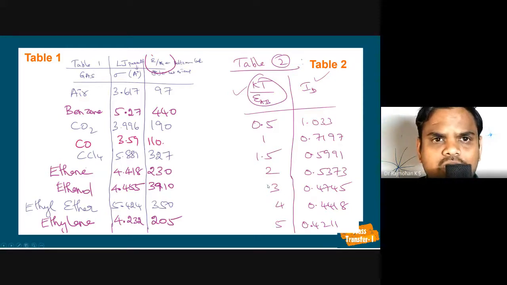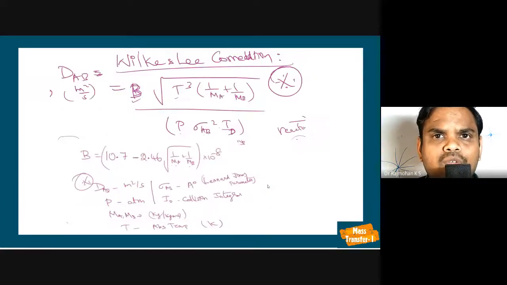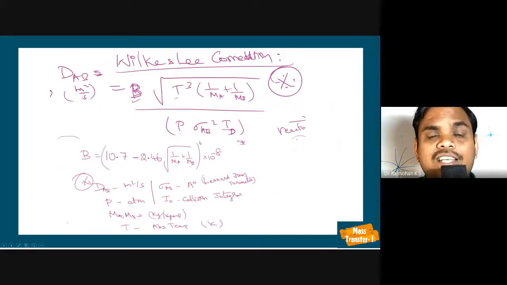Okay, because these two equations are useful when we move towards determining the gas diffusivity of A and B. So if we look at the correlation which we are going to make use of, we have the Wilke-Lee correlation, where DAB is equal to B into square root of T cubed into (1/MA + 1/MB), divided by P into sigma AB squared into the collision integral.